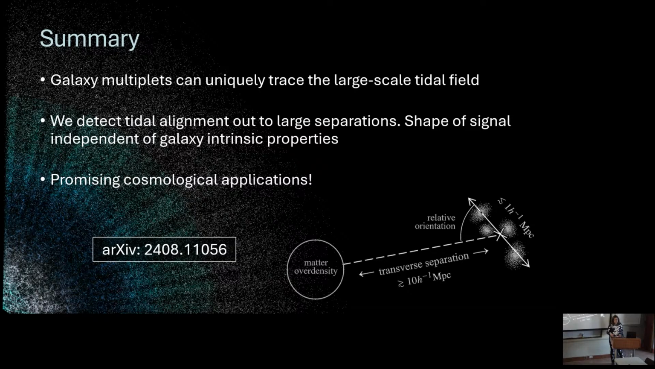Yeah, so I have measured this in Millennium TNG. This is pretty preliminary, but in all snapshots where there are galaxies, I detect multiplet alignment.